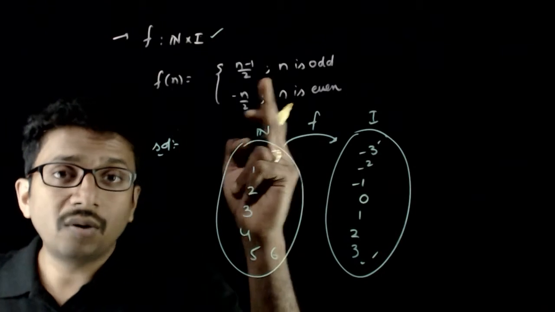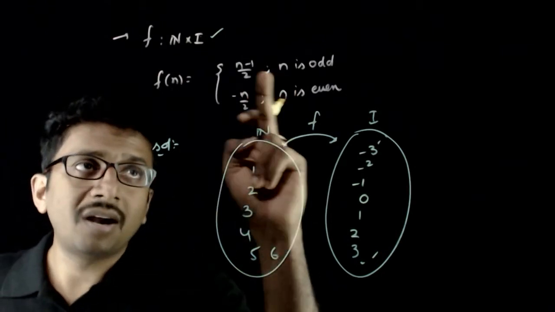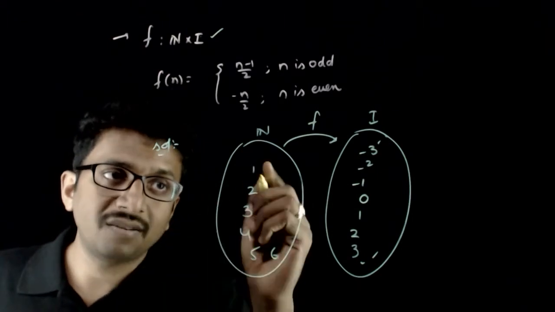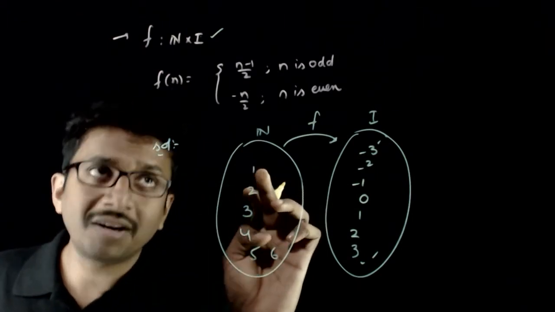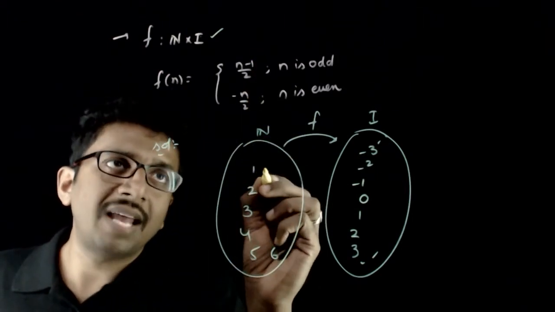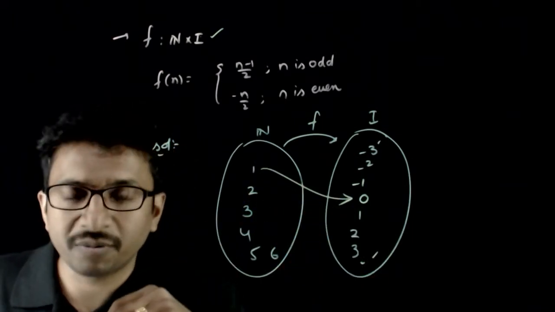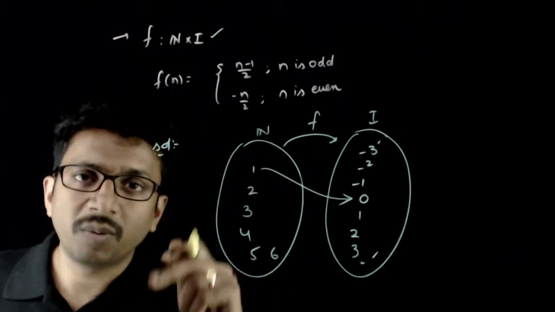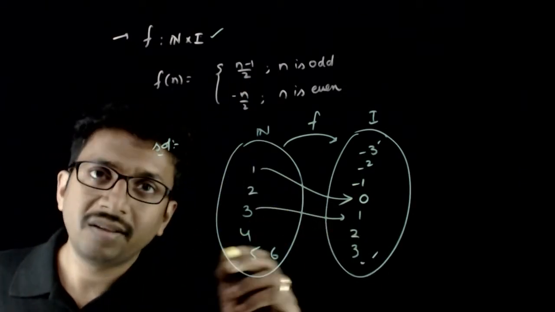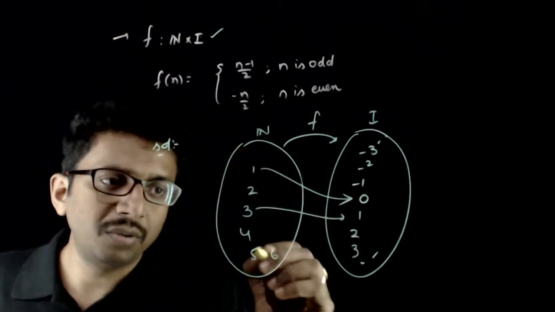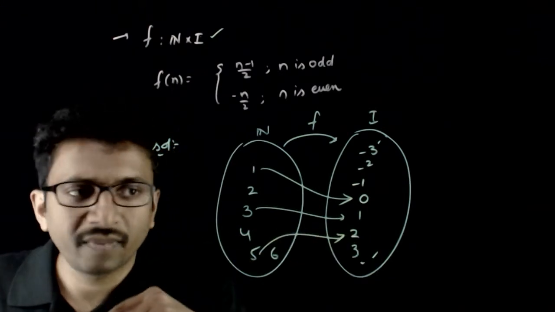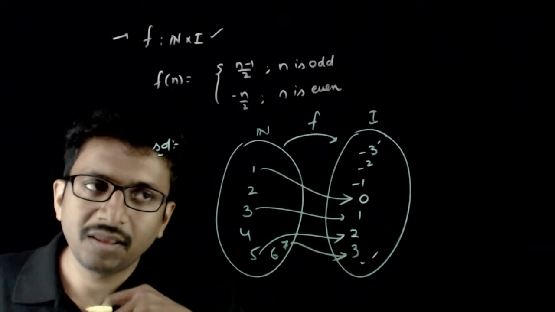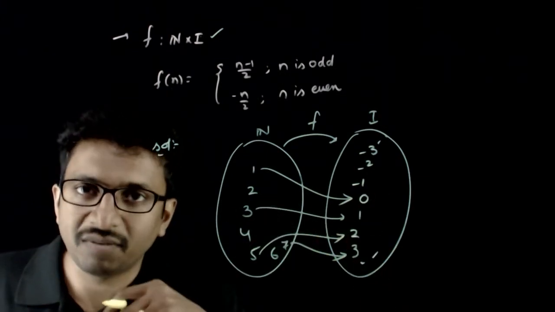Now, how does the function work? If n is odd, the functional value is (n minus 1) by 2. That is, if n is equal to 1, this is an odd number, so the functional value is (n minus 1) by 2. (1 minus 1) by 2 is 0. Say the number is 3, (3 minus 1) by 2 is 1. Number is 5, (5 minus 1) by 2, 5 is related to 2. Similarly, 7 will be related to 3, and so on. It means all the positive side is being covered.